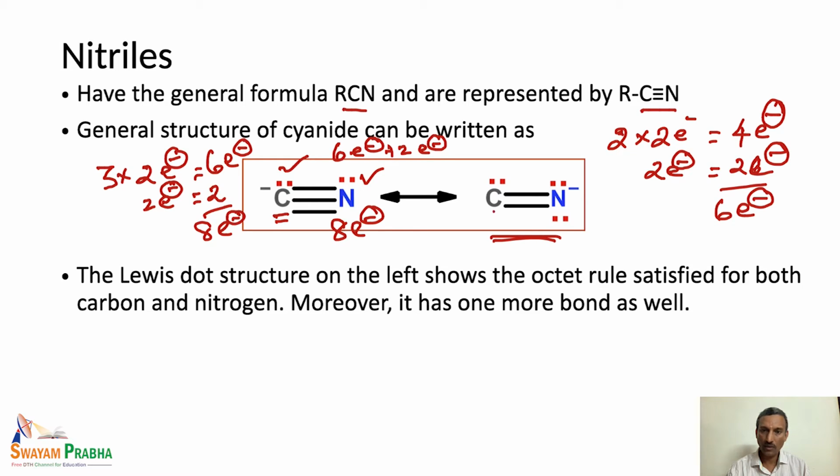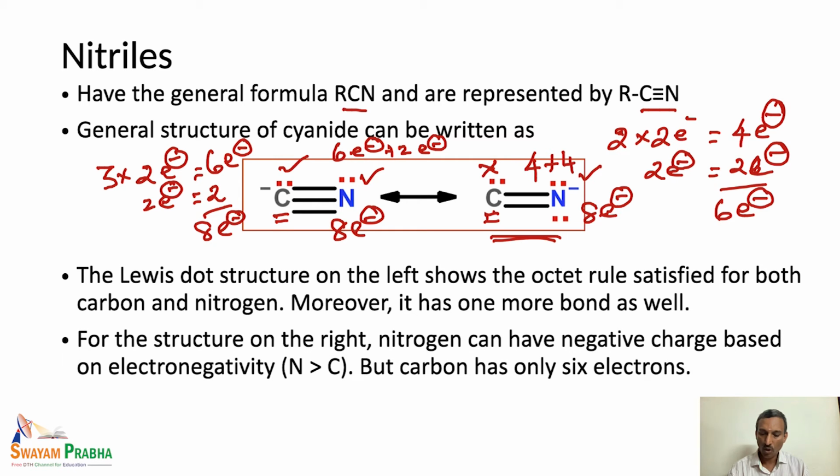Here there are only 6 electrons present on this particular carbon atom, and when we look at the nitrogen atom, there are 2 bonds, so total 4 electrons, and there is a lone pair, another additional 2 electrons for the negative charge, so that is 4 electrons. 4 plus 4, total we have 8 electrons on the nitrogen atom. So the nitrogen has 8 electrons, but carbon does not have 8 electrons, and moreover if you look at the structure, we have 1 bond less.